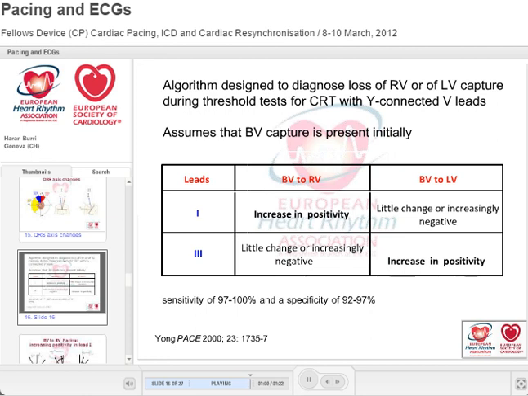And if you have an increase in positivity in lead 1, that implies that you're going from BiV to LV. That is to say, you've lost your LV capture. If you have an increase in positivity in lead 3, that implies that you're going from BiV to LV capture. You've lost RV capture.